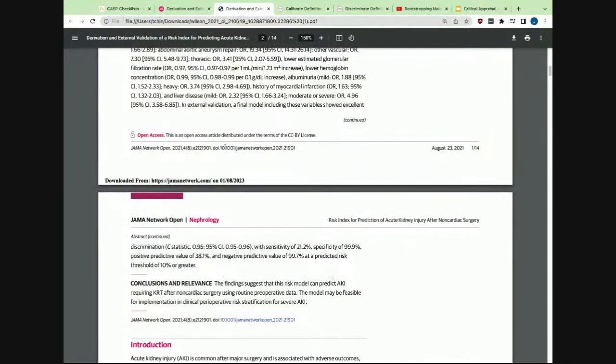And then finally, they talked about how the model did: discrimination, what's the sensitivity, what's the specificity, and then the conclusion. All right, now here you already screened that this is going to be a good paper.